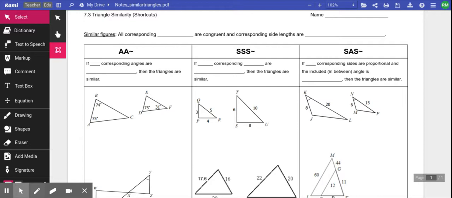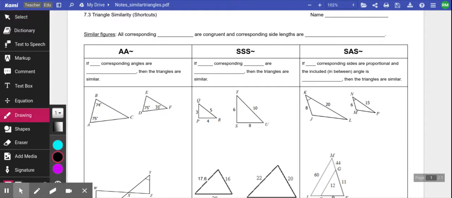So all of the sides match up with the sides and all the angles match up with the angles. In similar figures, they pretty much look similar, but they're not the exact same. And there's a specific definition for similar figures: all corresponding angles are congruent and corresponding side lengths are proportional.